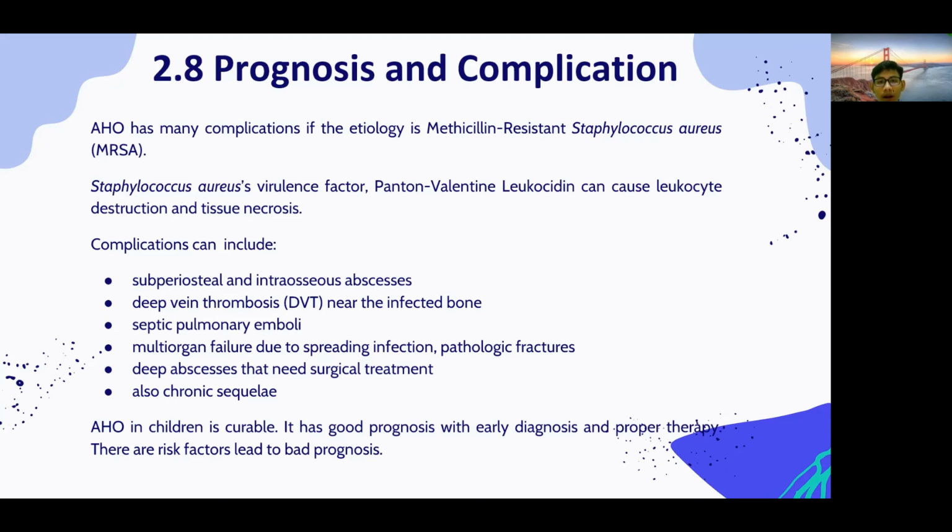Staphylococcus aureus virulence factor, named Panton-Valentine leukocidin, can cause leukocyte destruction and also tissue necrosis. Besides that, bone growth disruption and angular deformity can also occur in bad conditions. However, AHO in children can still be cured. The key is early diagnosis and proper treatment.